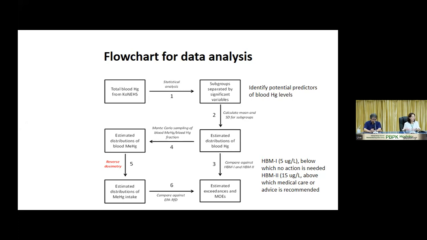And then from that, step number three is for different groups, they compare mercury level with this HBM 1 and 2. These are Germany's standard for mercury in blood, so it's a threshold in blood. So HBM 1, which is 5 microgram per liter, they say if it is below 5 in blood when they measure, then everything is okay. But if it is above 15, HBM 2, then maybe this person can get poisoned.